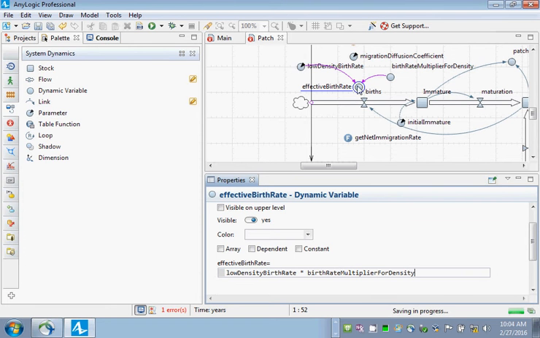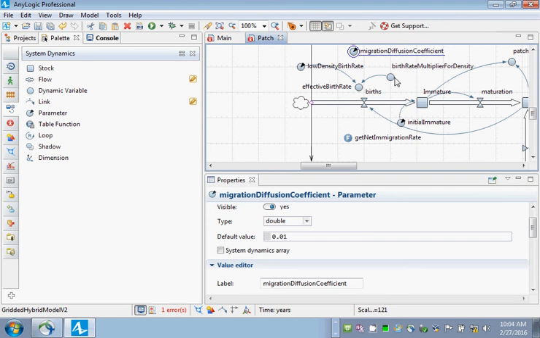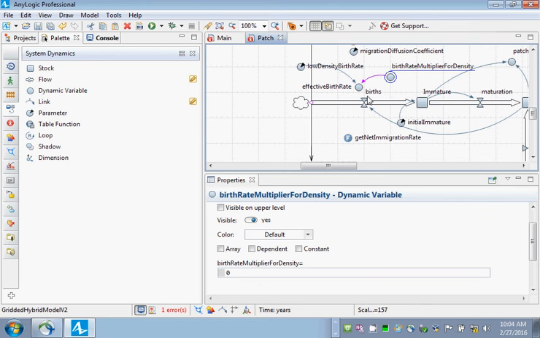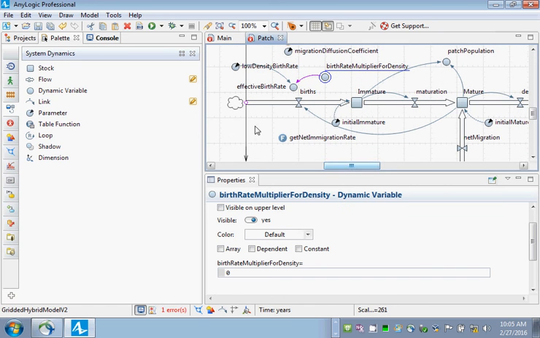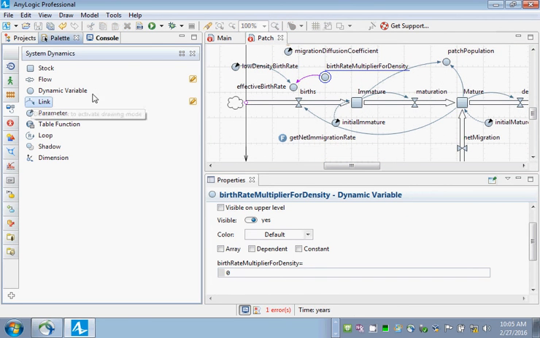But what is the form? What is the formula going to be for this? It's going to depend on this patch population. It's also going to depend on this density coefficient for birth. So we're going to put that into place here. That density coefficient for birth lives in main. It's a shared value among all the patches, and this has got to depend on both.